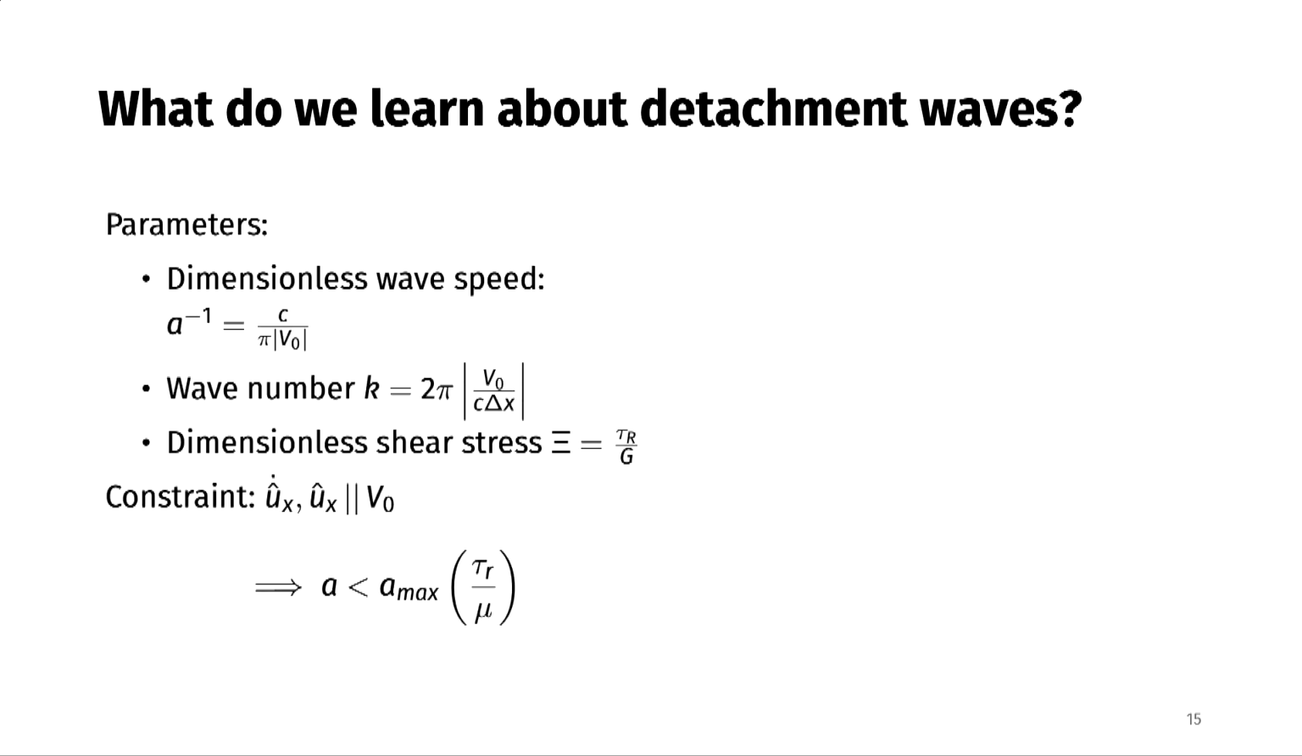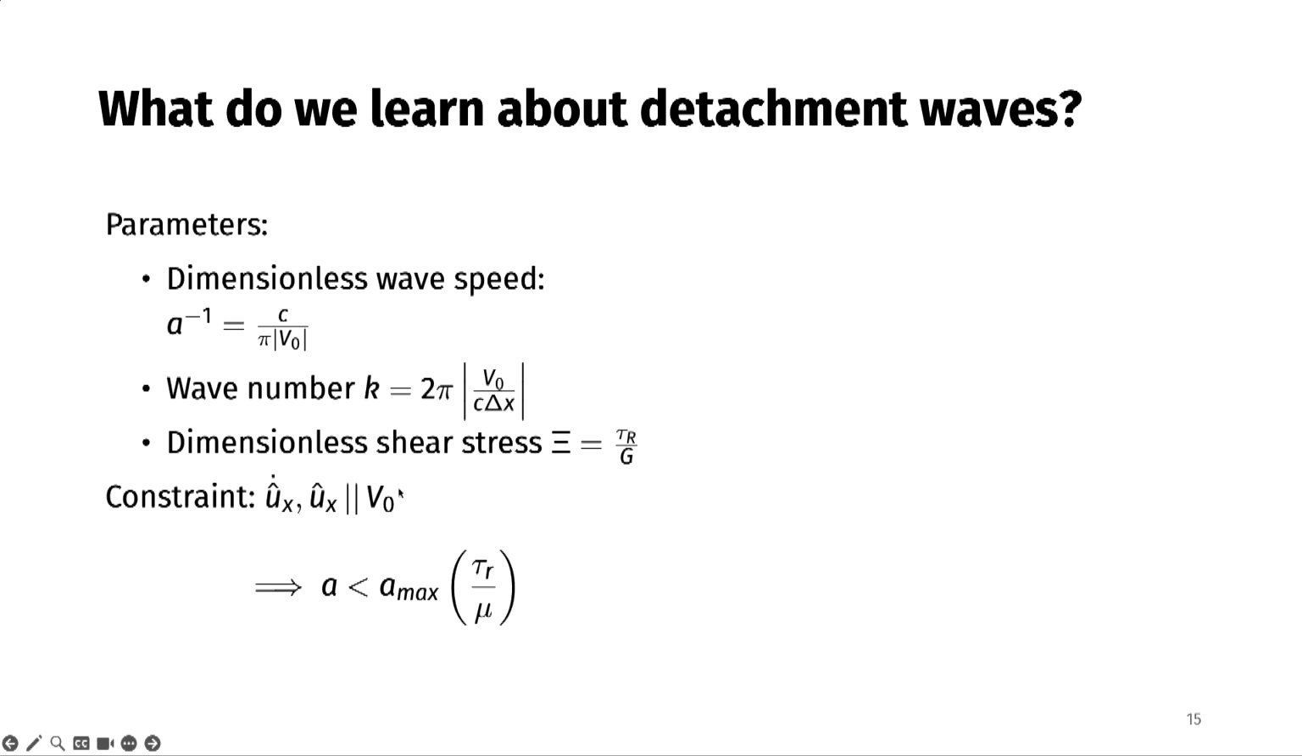Okay, there are three parameters. There is the dimensionless wave speed, which is C by V naught. V naught is the speed at which you're pushing, right? And there is a wave number, which is V naught by C delta x. Delta x is the amount of slip that a single wave causes. And there is a dimensionless shear stress, of course, normalized by the shear modulus.